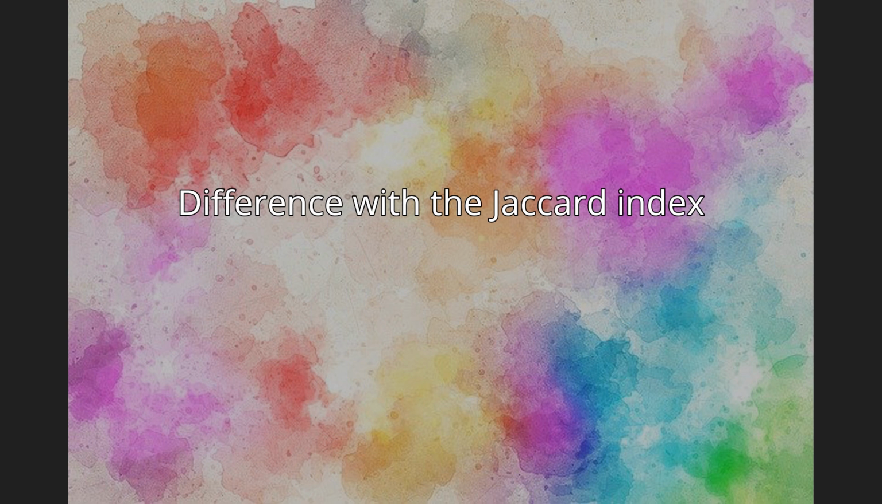Thus, the SMC counts both mutual presences, when an attribute is present in both sets, and mutual absence, when an attribute is absent in both sets, as matches, and compares it to the total number of attributes in the universe, whereas the Jaccard index only counts mutual presence as matches, and compares it to the number of attributes that have been chosen by at least one of the two sets.